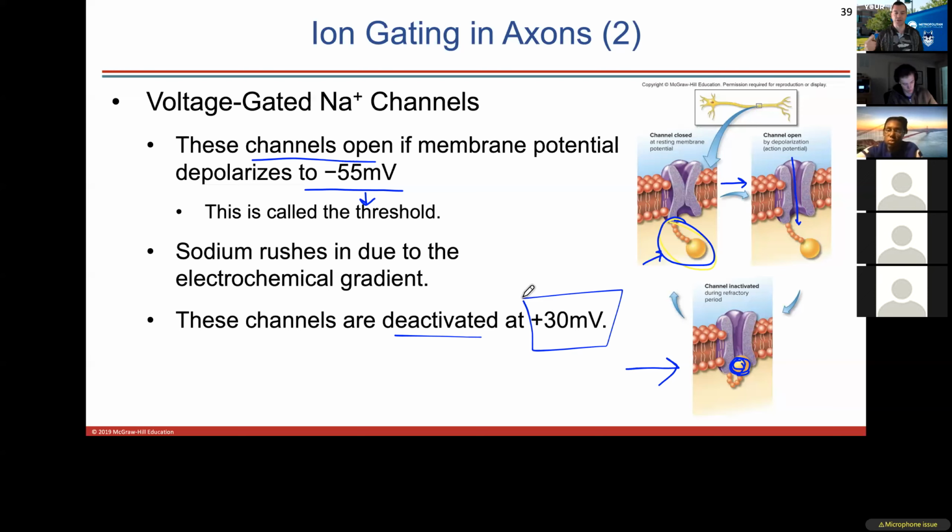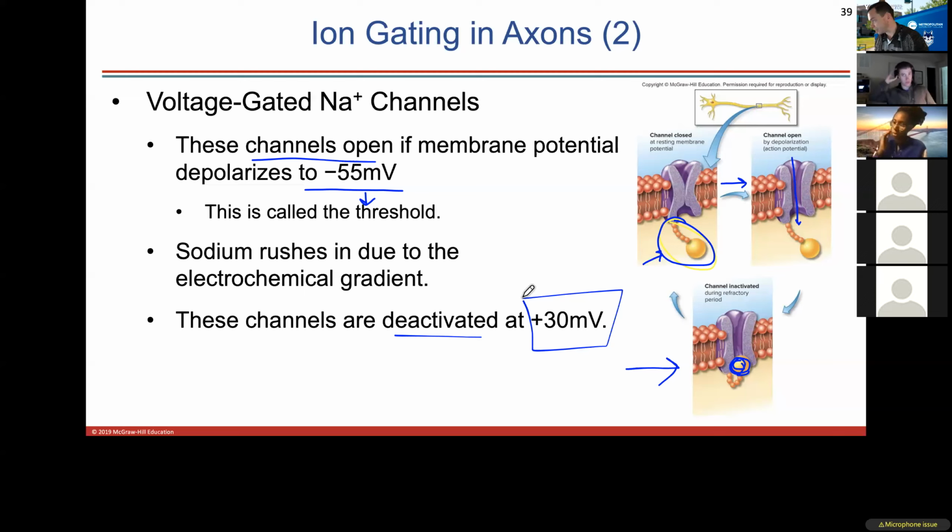So I got minus 70, I got minus 55, I've got plus 30. Those are the three numbers that you should remember when it comes to nerves, which will vary a little bit when it comes to muscles, but pretty close. Minus 70 millivolts is my resting membrane potential. Threshold for a nerve is minus 55 millivolts. Peak is plus 30. It doesn't go above that. It deactivates at plus 30 millivolts.